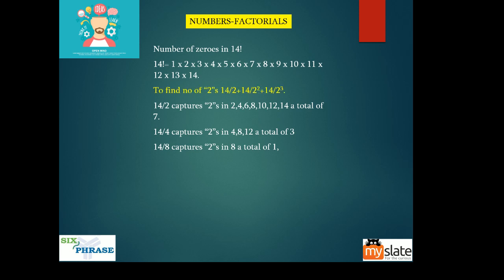So you can see, in 8 how many 2s are there? 3 twos are there. So the first 2 is caught here, second 2 is caught here, third 2 is caught here. In 4s, how many 2s are there? 2, right? So first 2 is caught here, second 2 is caught here. In 12, how many 2s are there? 2 twos, right? So first 2 is caught here and second 2 is caught here. Making it a total of 11 twos.